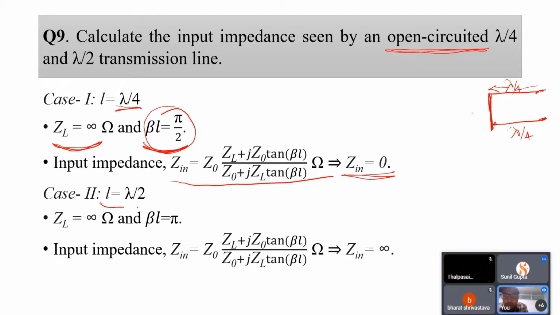Similarly for lambda by 2 length of the transmission line, the calculated beta L will be pi. So you can calculate the input impedance. You will find that the input impedance will be infinite, exactly opposite to the previous case. This shows that if you are designing a microwave circuit, you can remove this redundant line so as to miniaturize the circuit.